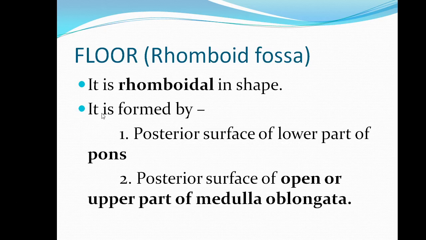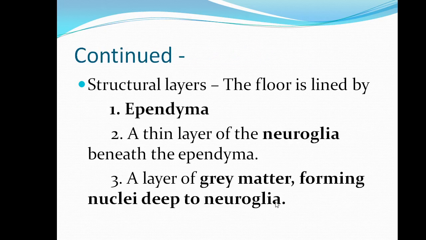The floor is also known as the rhomboid fossa. It is rhomboidal in shape. It is formed by the posterior surface of the lower part of the pons and the posterior surface of the upper part of the medulla oblongata. The structures which lie in the floor are lined by number 1, ependyma, number 2, a thin layer of neuroglia beneath the ependyma, and a layer of grey matter forming nuclei deep to the neuroglia.